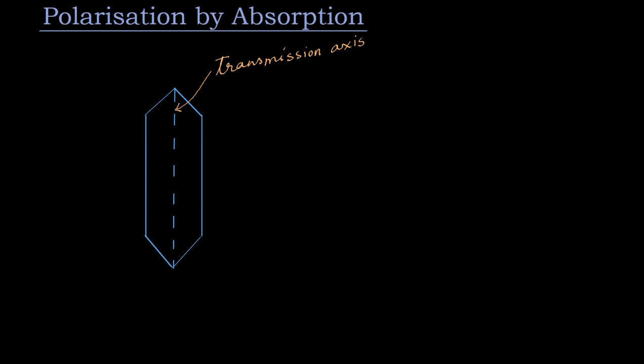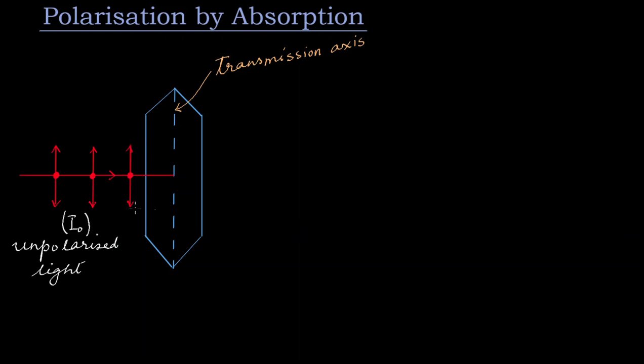Let's say we allow unpolarized light to pass through the tourmaline crystal. So this is unpolarized light. You can see here that it has vibrations along the plane of the board and the dots here which are perpendicular to the plane of the board. Let's say the intensity of this unpolarized light is I naught. Now what will happen? Only those vibrations which are parallel to the transmission axis can pass through. That means only the arrows can pass through. The dots, which are vibrating perpendicular to the transmission axis, cannot pass through. They get absorbed by the crystal.